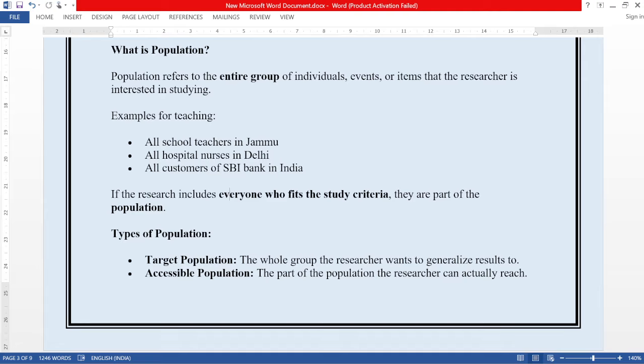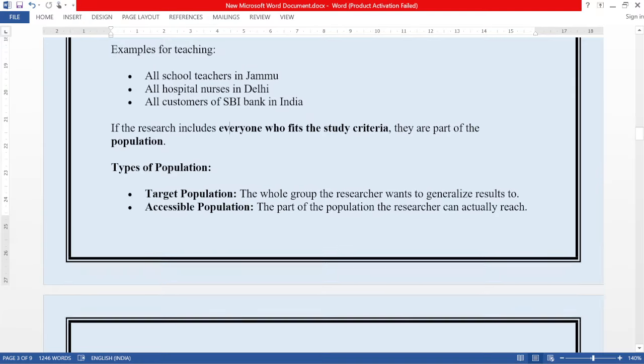So I'm just making you understand with an example. If you are studying the job satisfaction of teachers of Jammu, then all the teachers working in Jammu would be your population. Okay, or you can also take it like this. If you are studying the job satisfaction of primary teachers of a particular village of Jammu, then the primary teachers of that village would be the population of your research work.